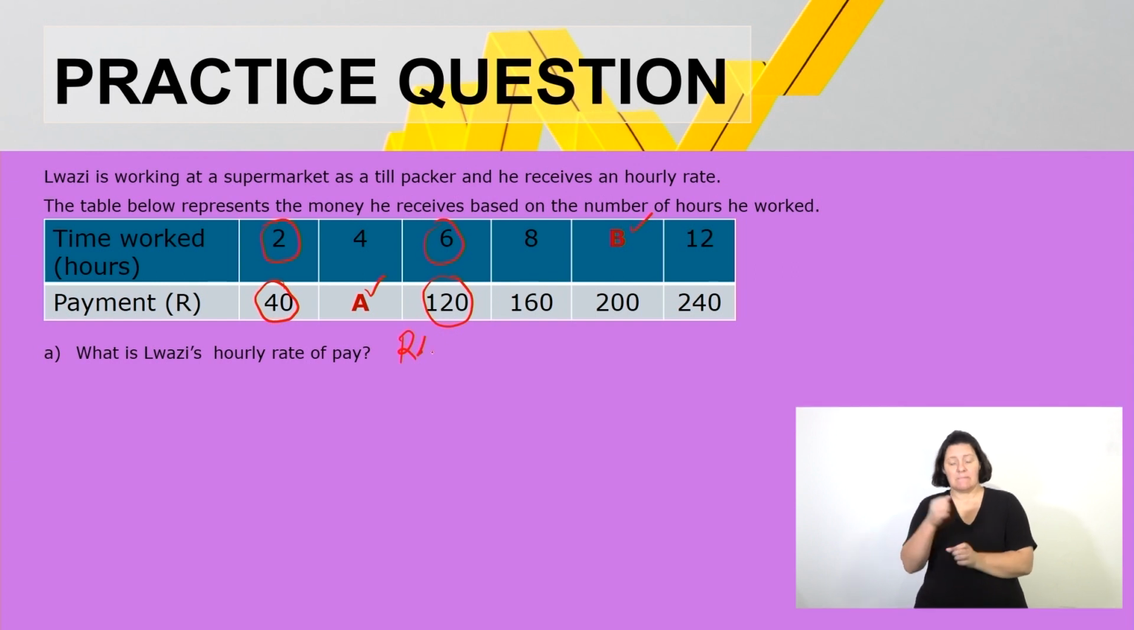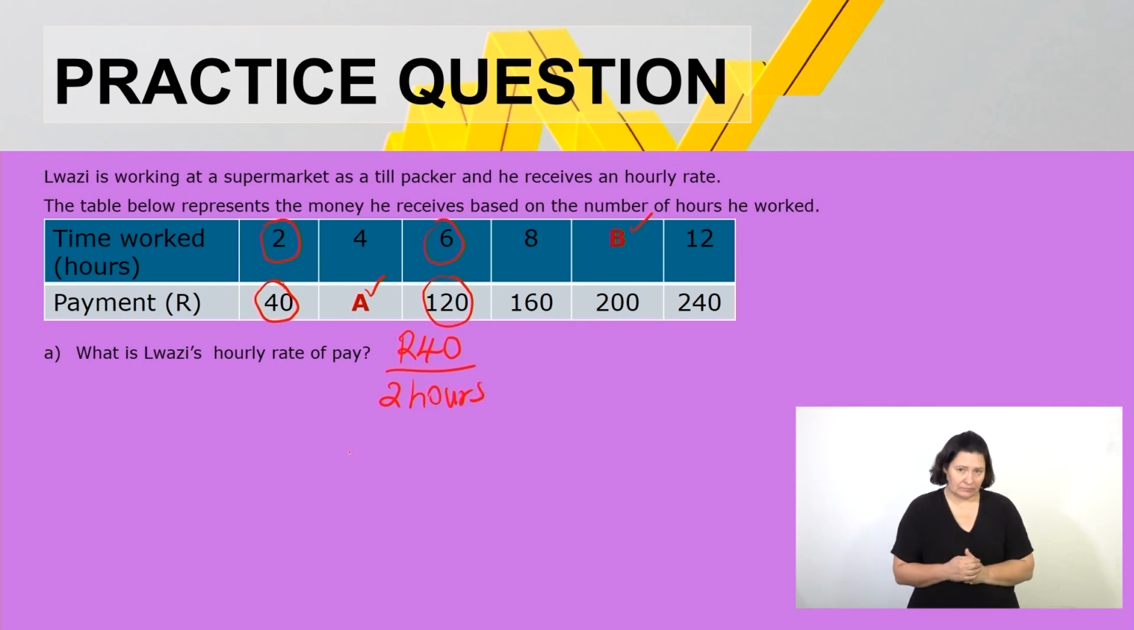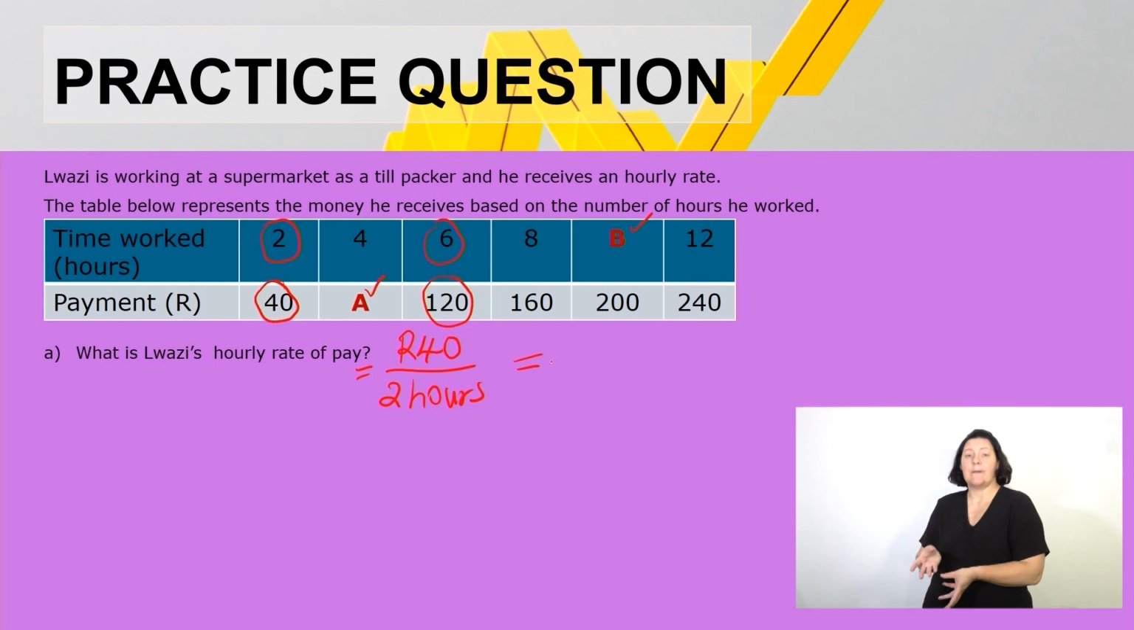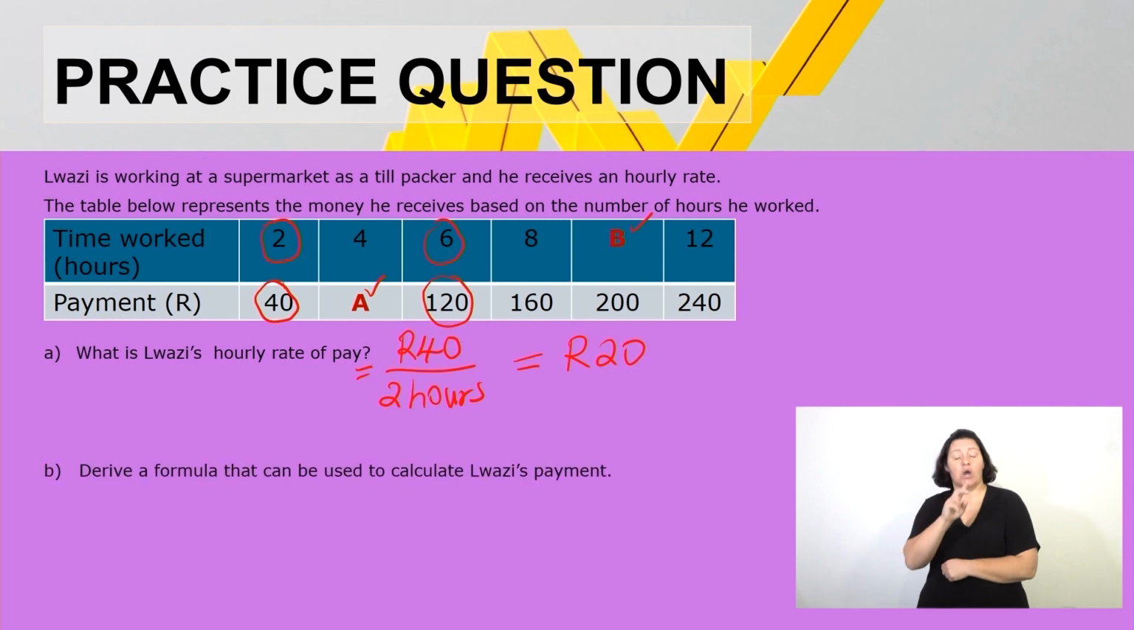It should be 40 rands divided by 2 hours so that we can know how much he is paid per hour. So we say 40 rands divided by 2, it will give us 20 rands. In other words, Lwazi per hour is paid 20 rands.